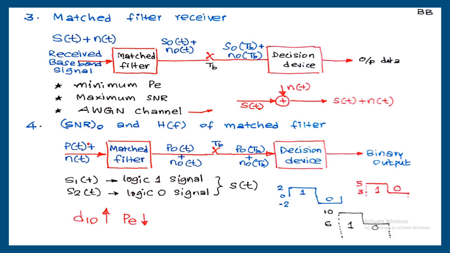Here the input signal is written as P of t plus N of t. Actually the input signal is S of t plus N of t, where S of t is the information signal and N of t is the noise signal. But instead of that, it is written P of t. The reason I am showing here is that S of t may be S1 of t or S2 of t. S1 of t represents the logic 1 signal and S2 of t represents the logic 0 signal.